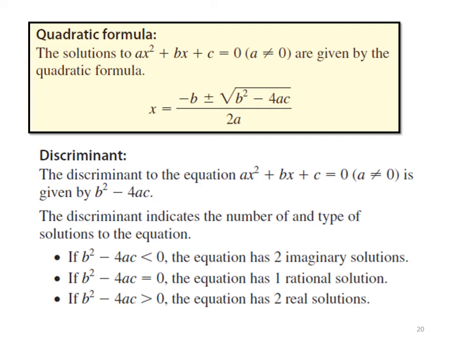Of course, a here is the coefficient of x squared, b is the coefficient of x, and c is the constant term. This should always give you the solutions. Whether the solutions are real or complex depends on the discriminant, the quantity under the square root. It will determine the type of solutions and the number of solutions.